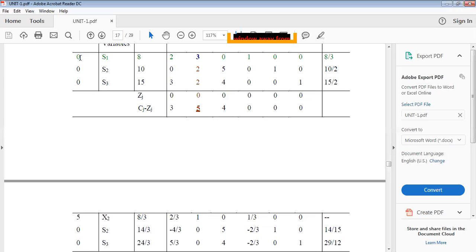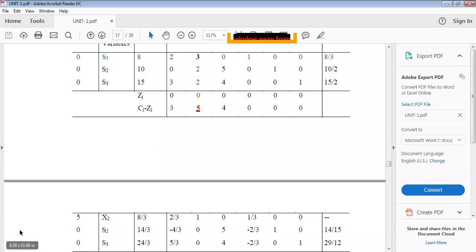So S1 has gone out 0 and 5. 5 x2, 8 by 3, 2 by 3, 1, 0, 1 by 3, all these things. So in the next iteration, what we have to do is make it 0. Therefore, you have to write new R2 is equal to old R2 minus 2 into new R1. So with respect to this new R1, you have to calculate the iteration.